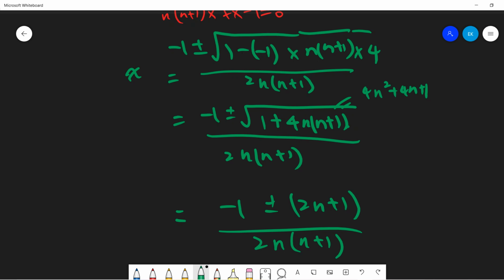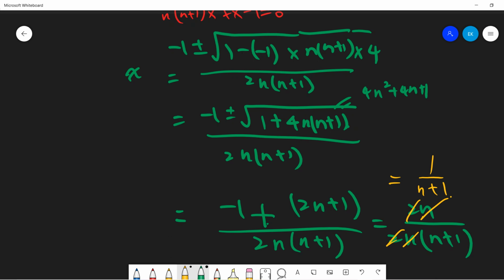Okay, and the only valid solution is the positive one, right? Because we know x must be positive. So the 2n cancels, and it's 1 over n plus 1.